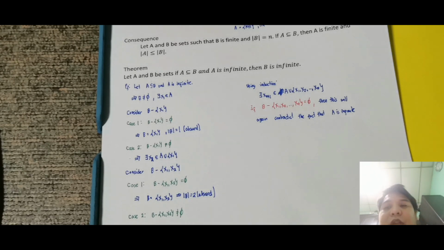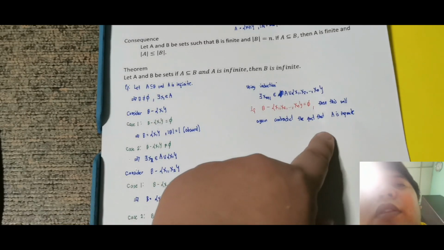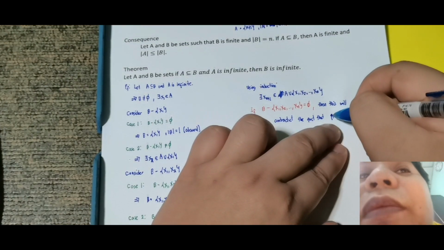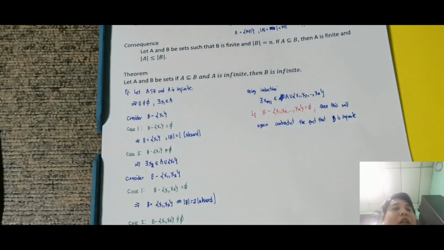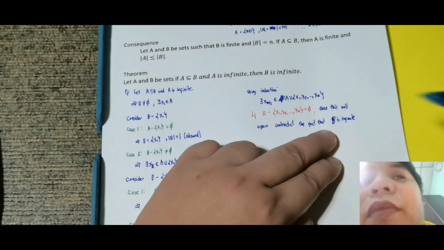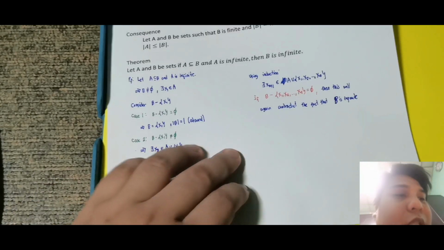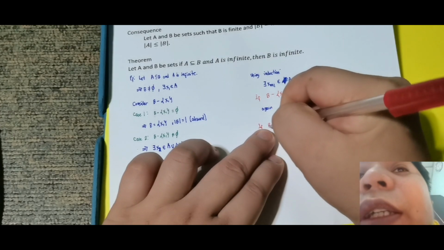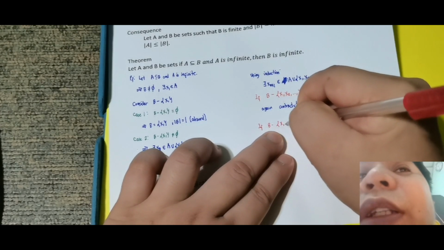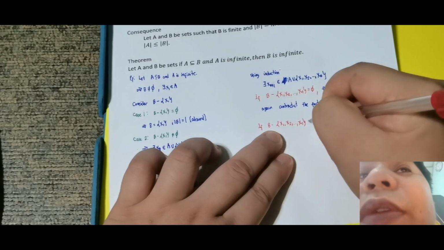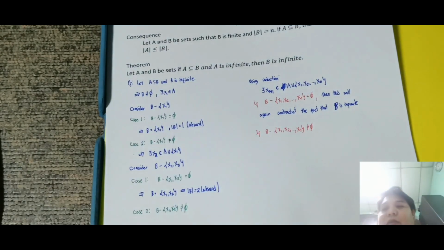So, meaning, ang mangyayari, B dapat B to, B is infinite. Okay, i-contradict niya ulit yung fact na si B is infinite. Ayun yung mangyayari. Okay, ngayon, yung pangalawang case, if si B minus the set containing x sub 1, x sub 2, dot dot dot up to x sub n is not equal to empty. Okay, ano mangyayari kung hindi siya equal sa empty?